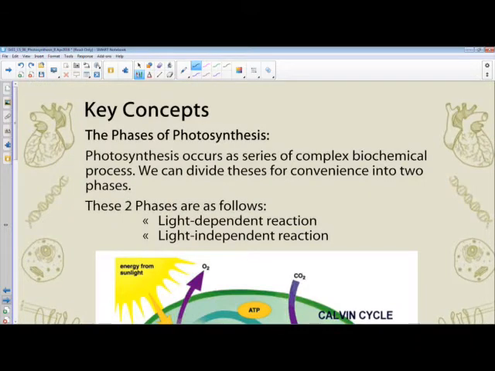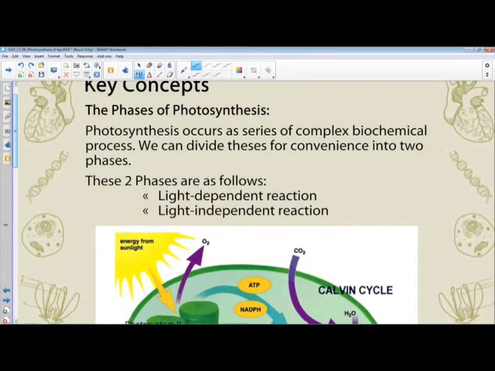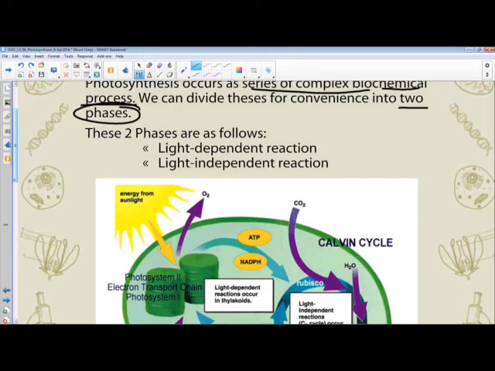Guys, let's look at the key concepts in terms of the process or the phases of photosynthesis. What is important to remember is that photosynthesis occurs in a series of complex biochemical processes. So it's not just one process. There's a series of steps that are involved, but these steps essentially can be divided for our convenience into two phases. So we're going to look at photosynthesis today by studying it in two phases. These two phases are often referred to as the light phase or the light dependent phase, and the light independent phase or the dark phase.